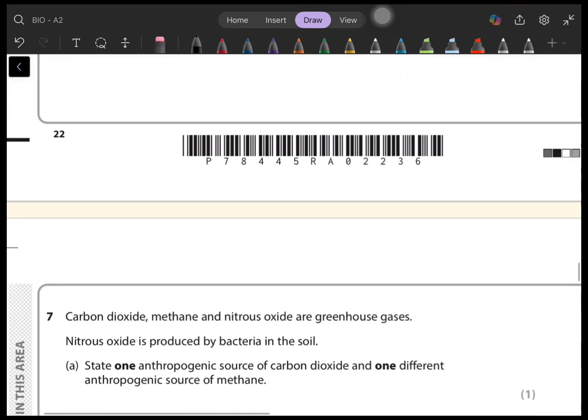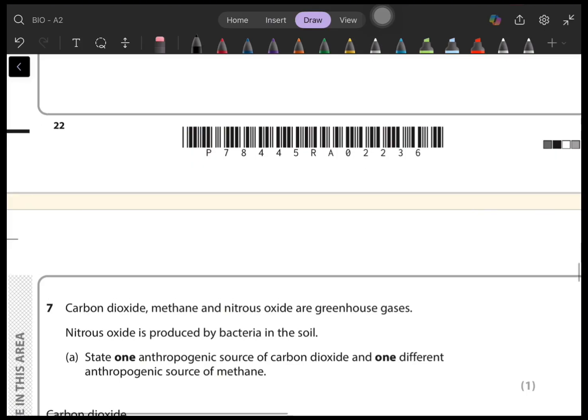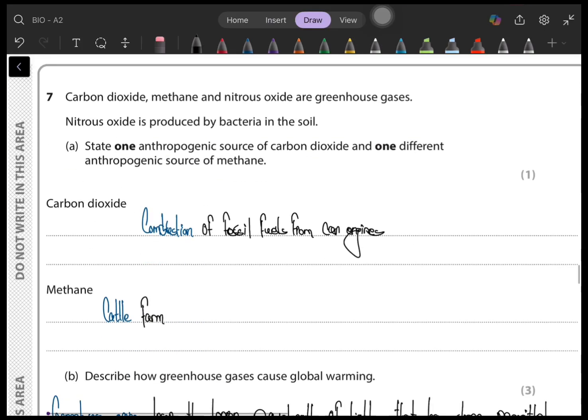Carbon dioxide, methane, and nitrous oxide are greenhouse gases. Nitrous oxide is produced by bacteria in the soil. Step 1: give one anthropogenic source of carbon dioxide and one anthropogenic source of methane. What do we mean by anthropogenic? Anthropogenic means something that is caused by human activities. So for carbon dioxide it is going to be combustion of fossil fuels, and for methane it is going to be cattle farming. This is what I have written down in my answer.